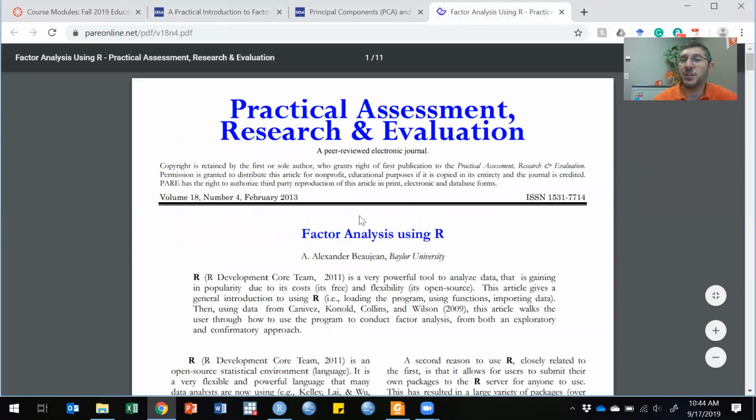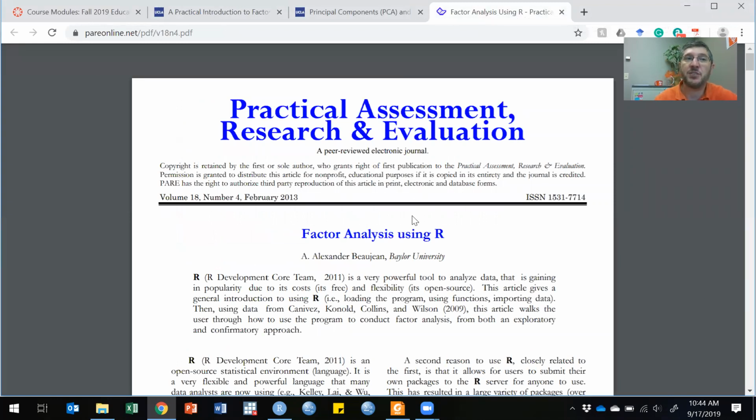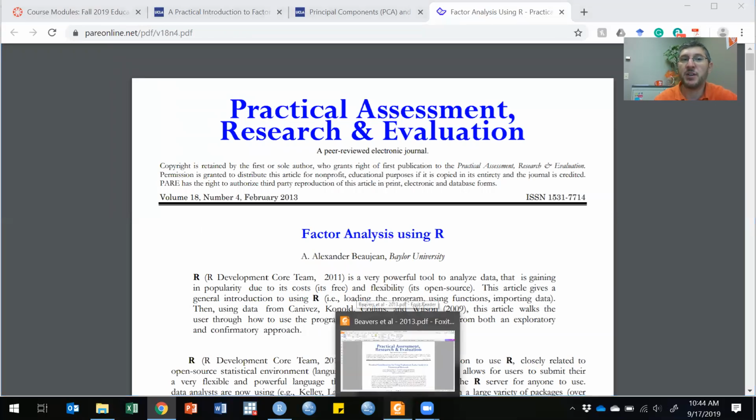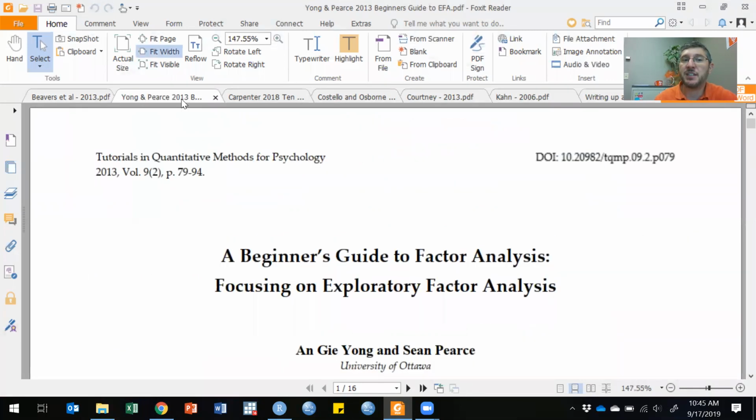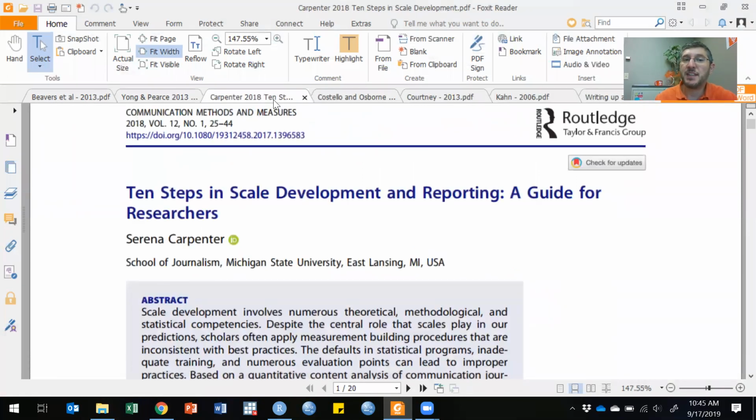Here's an article where they use both exploratory and confirmatory factor analysis in R. And then in the zip files are linked a lot of good readings. I would highly recommend this Beavers article, definitely read through it. This Beginner's Guide to Factor Analysis is another really good introduction. This Carpenter article is a really good intro into scale development. It also talks about factor analysis and how that fits into the scale development process.